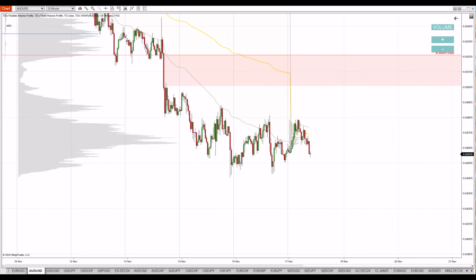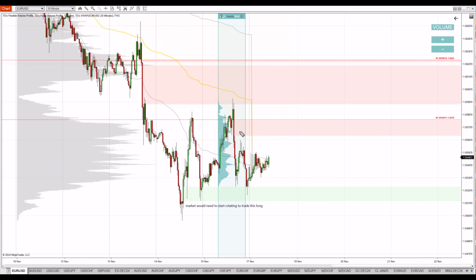This is a 30-minute chart of the Australian dollar US dollar. There was this sharp reversal. There was also a fair value gap in here. This was the beginning of the fair value gap, and this was the reaction. So on the Australian dollar US dollar, this has been tested, but on the euro dollar, it has not been tested yet. So this level is still good to trade.